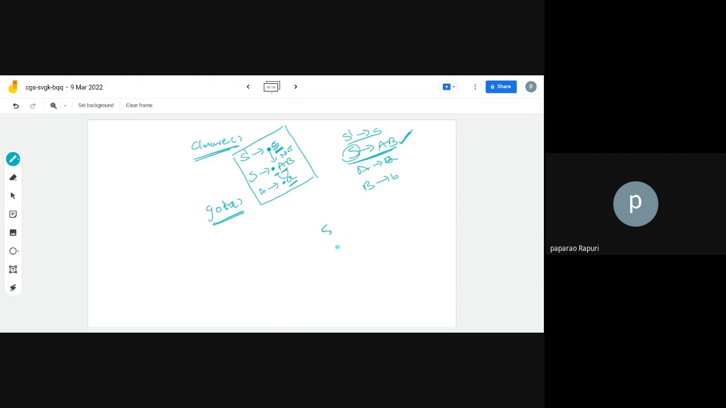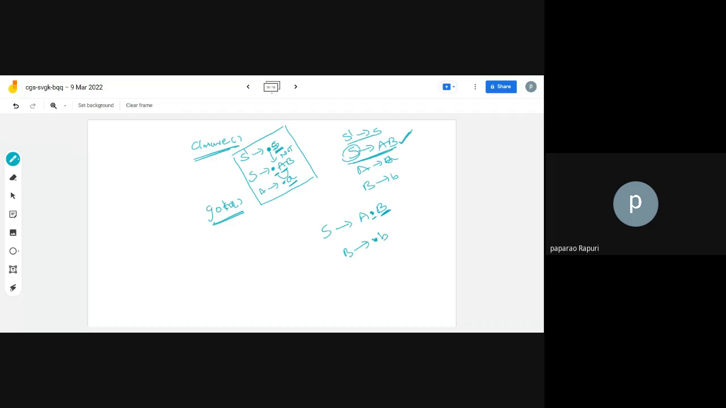Suppose S derives A dot B. After the dot we have B, so here we add the B productions to the closure. Why are we adding them? Because after the dot there is a non-terminal B. So this is nothing but a closure, sir. If you know how to find the closure and how to find the goto, that is sufficient for constructing the parse table.